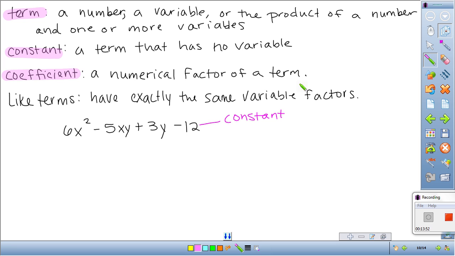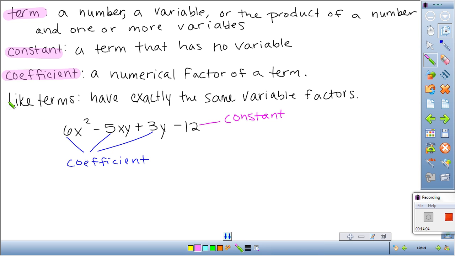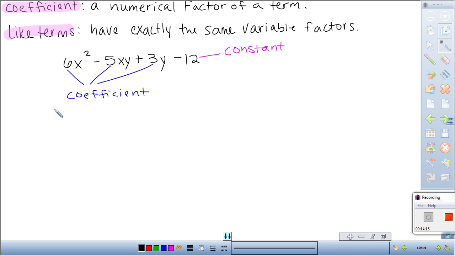Coefficient, a numerical factor of a term. So the coefficients here would be 6, 5, and 3. Those are all coefficients. And then like terms have exactly the same variable factors. So here we don't have any like terms. None of these terms have the exact same variable factors. So let's look at some like terms and non-like terms.